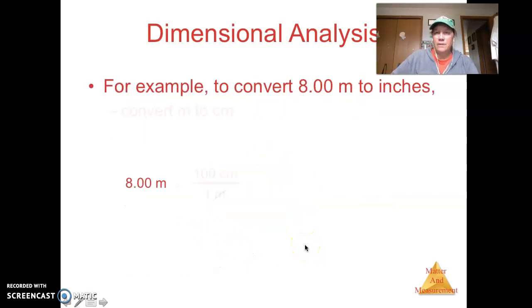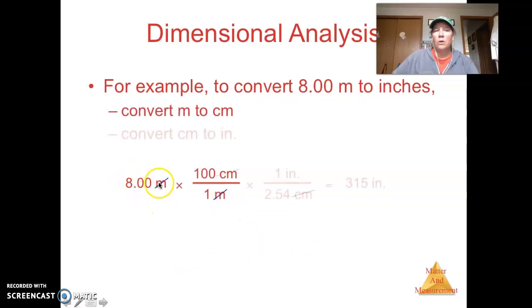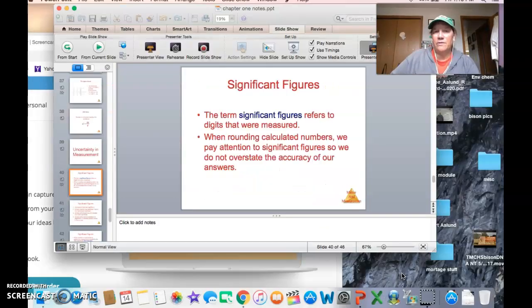Here's an example of changing 8 meters into inches. Start with your 8 meters. Meters on the bottom, 100 centimeters on top. Then to convert to inches, again I want centimeters on the bottom, and I know 1 inch is 2.54 centimeters. Then I take 8 times 100 and divide by 2.54, and you get 315. Then you look: meters cancel out, centimeters cancel out, inches are left over, and that's what I'm looking for. That's an example of dimensional analysis.